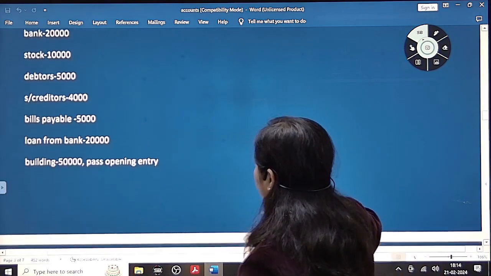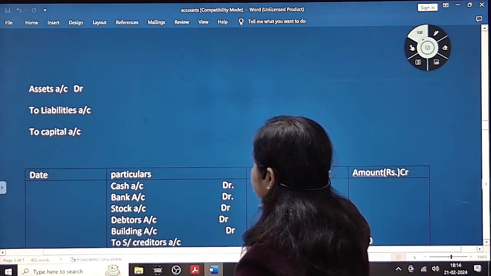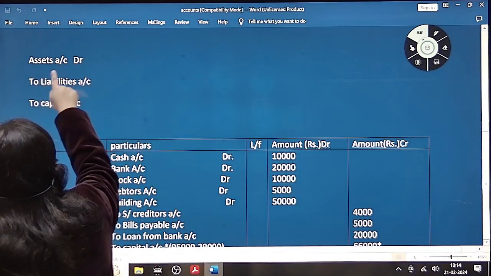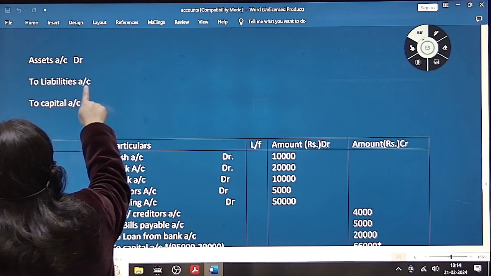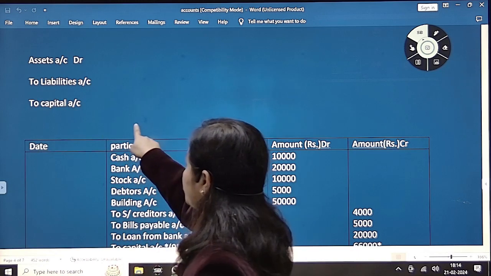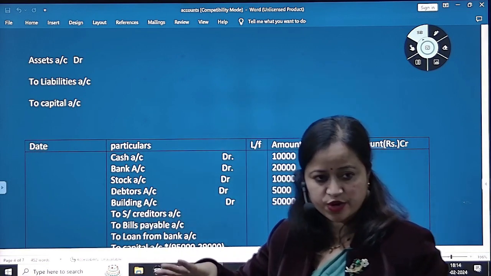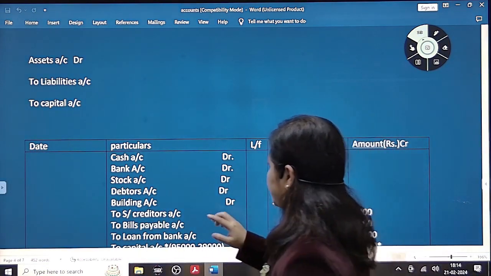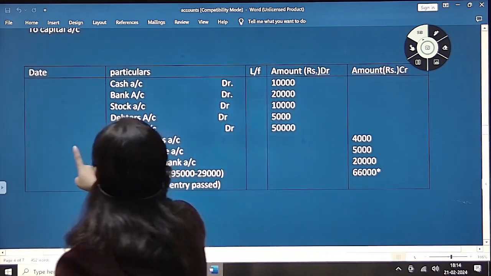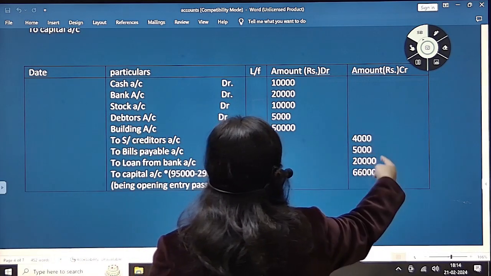So how we give opening entry, you can see here. The journal entry is like asset account debit, so we will debit all the assets, to liabilities account, so we will credit all the liabilities, then to capital account. As capital is not given, we need to calculate it, whatever will be the balance, that will be capital. This is the format of journal entry as I have taught you: date, particular column, ledger folio, amount for debit, and amount for credit.